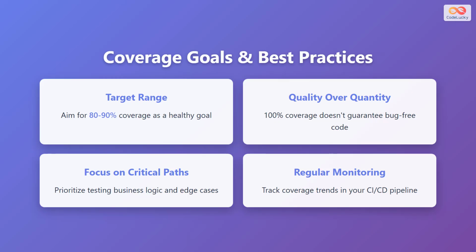When setting coverage goals, aim for 80 to 90% coverage as a healthy target for most projects. However, remember that quality matters more than quantity. 100% coverage doesn't automatically mean your code is bug-free or that your tests are effective. Focus on critical paths in your code, prioritizing business logic and edge cases rather than just chasing a high percentage. Finally, make regular monitoring part of your workflow by tracking coverage trends in your continuous integration and continuous deployment pipeline.